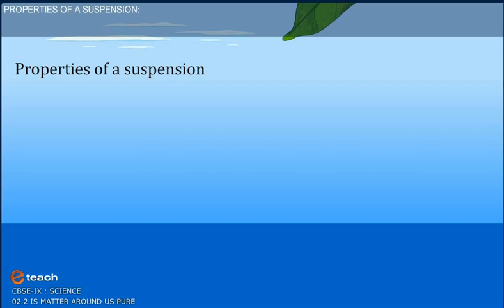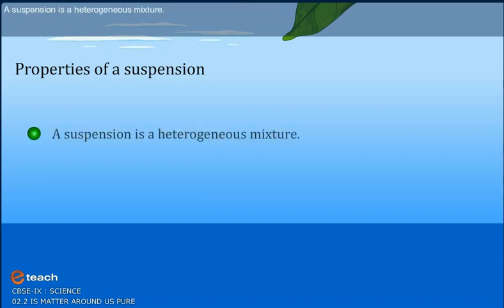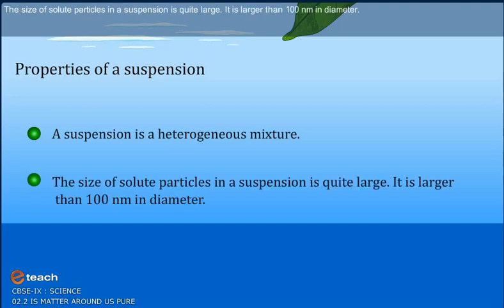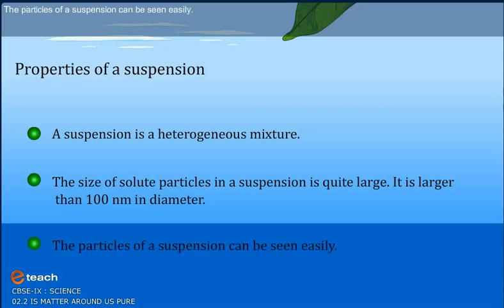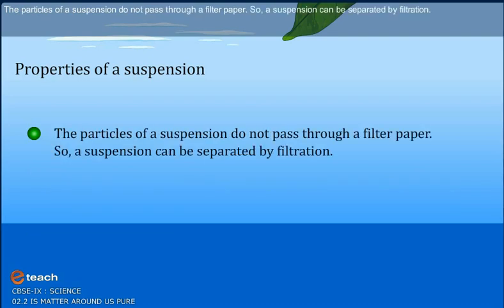Properties of a suspension. The important characteristic properties of a suspension are given below. A suspension is a heterogeneous mixture. The size of solute particles in a suspension is quite large. It is larger than 100 nanometer in diameter. The particles of a suspension can be seen easily. The particles of a suspension do not pass through a filter paper. So, a suspension can be separated by filtration.